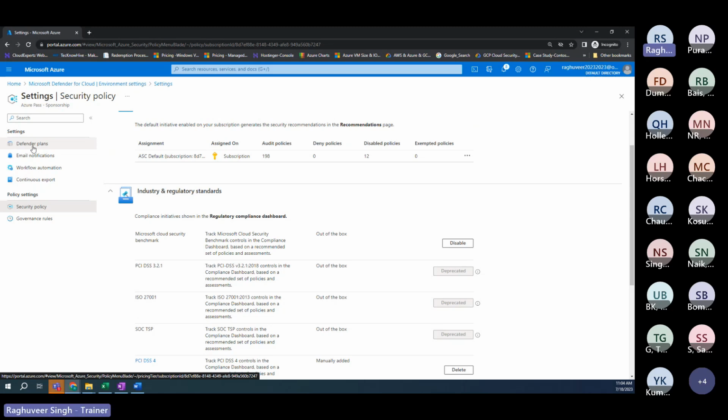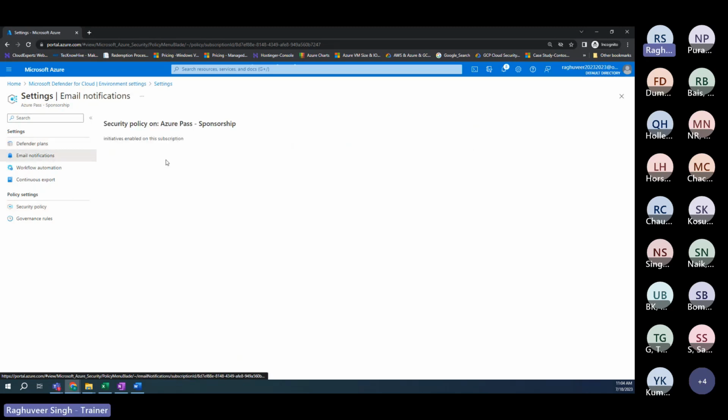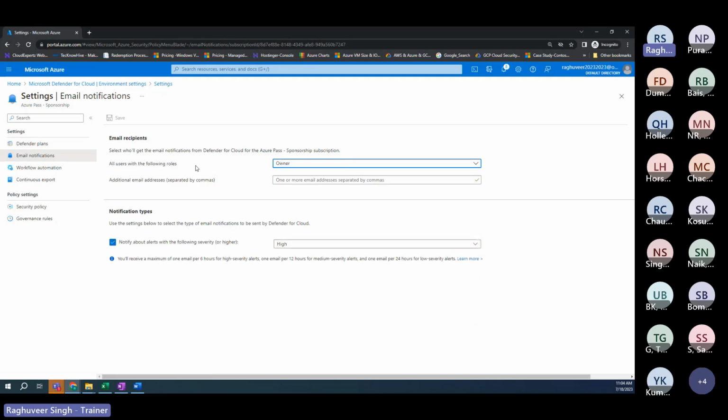Okay, my next option is email notification. I will also need to enable notification for any critical message that Defender wants to share with me. So, additional email address. It says all users with the following role. Now by default, all the users in Azure which have owner RBAC assigned to their identities will receive that email.